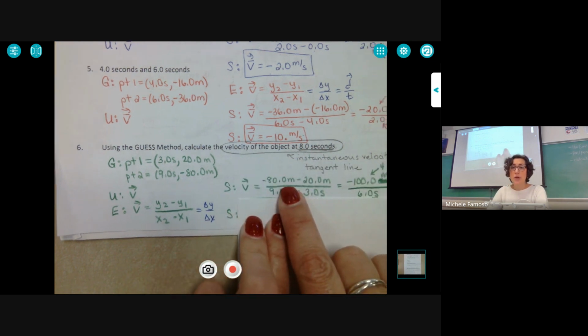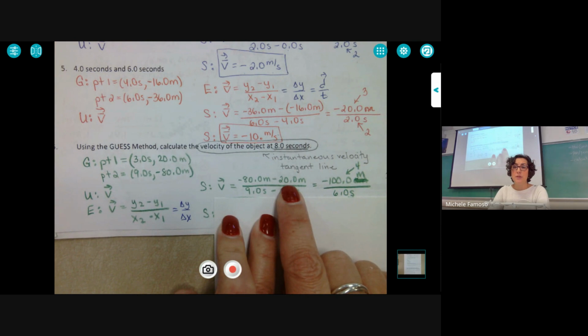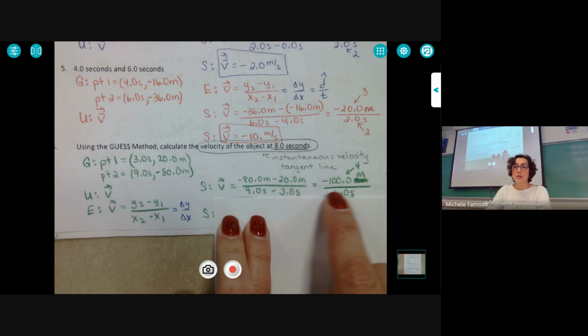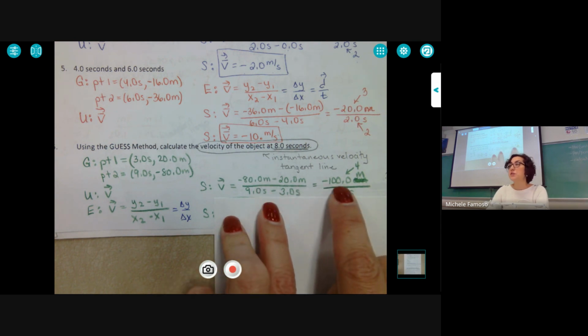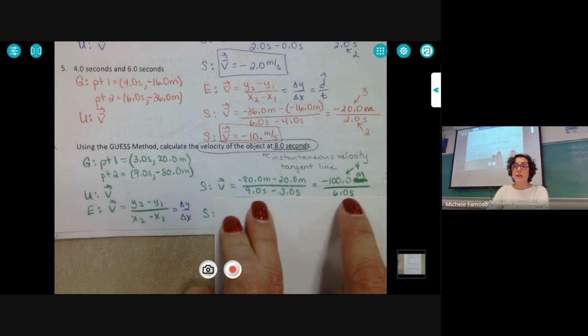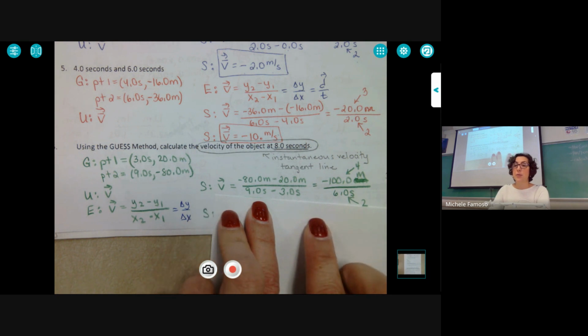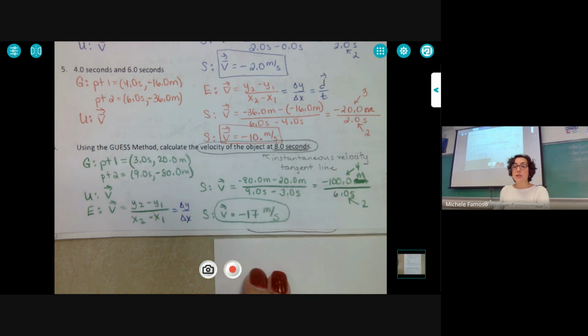So negative 80.0 meters minus 20.0 meters over 9.0 seconds minus 3.0 seconds. In the numerator, I have negative 100.0 meters because I have to keep the precision. So 4 sig figs in the top. And in the denominator, I have 2 sig figs because of 6.0 seconds, keeping the precision. So I'm going to round to 2 sig figs, which gives me an answer of negative 17 meters per second. So you should be somewhere close to that.